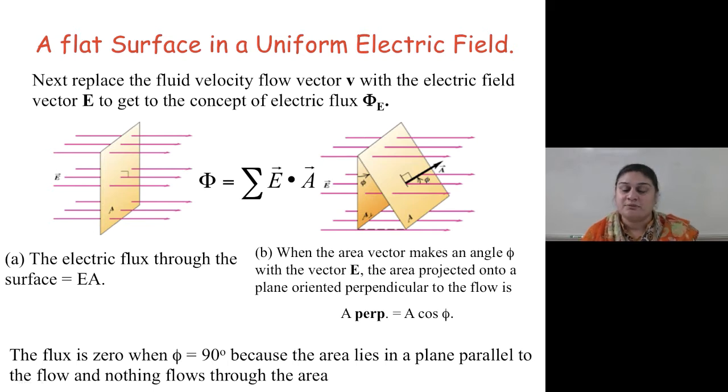Flux is 0 when the angle between them becomes 90 degrees, because the area now lies parallel to the flow and nothing flows through the area. There might actually be flow there, but we need to calculate the flow through the area.